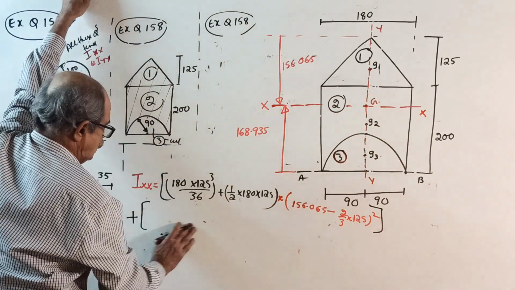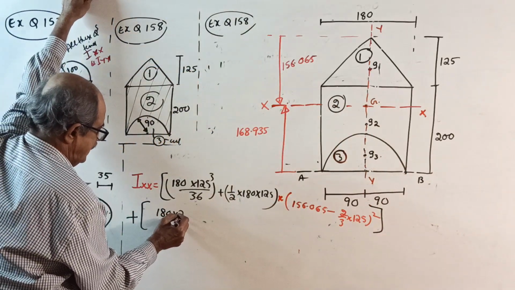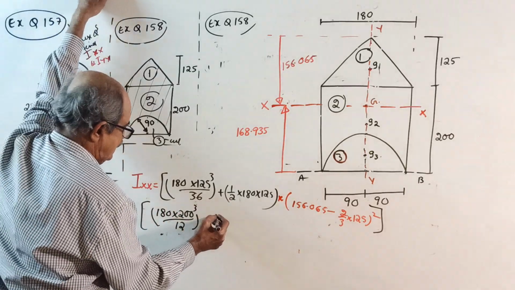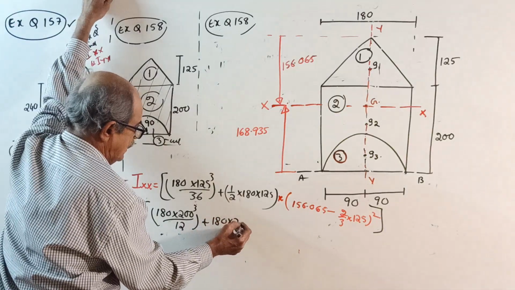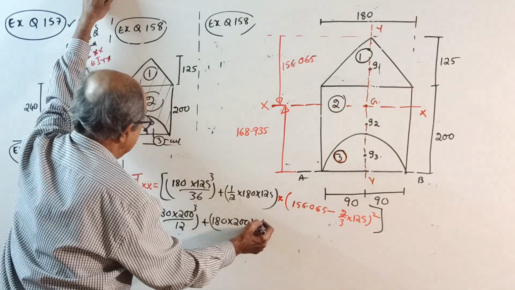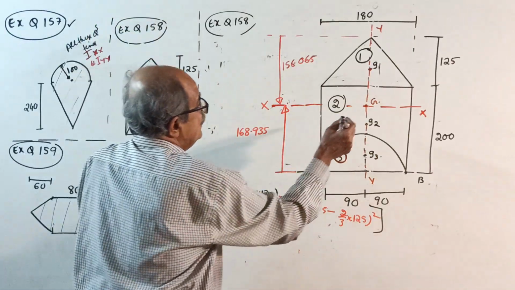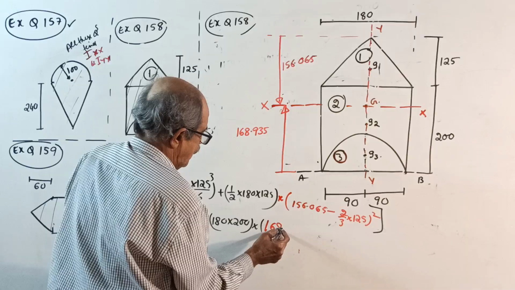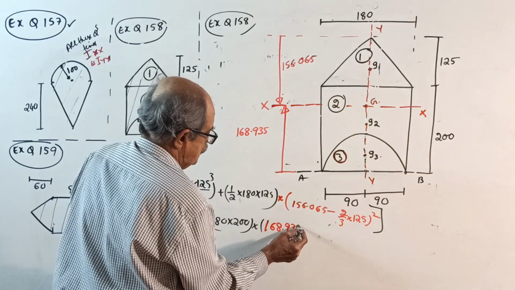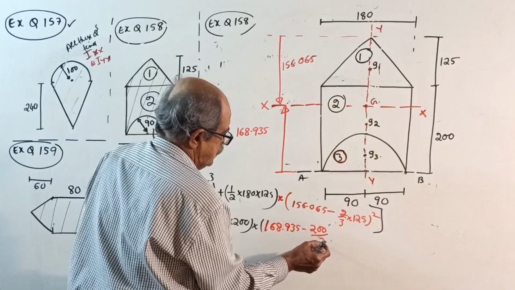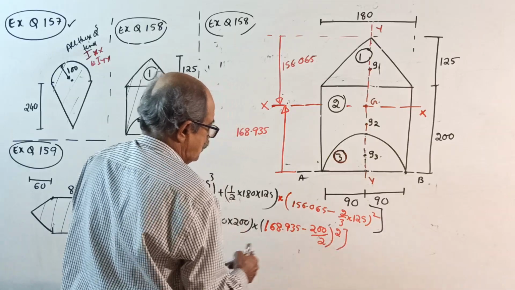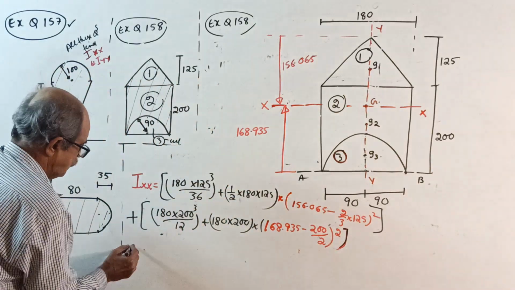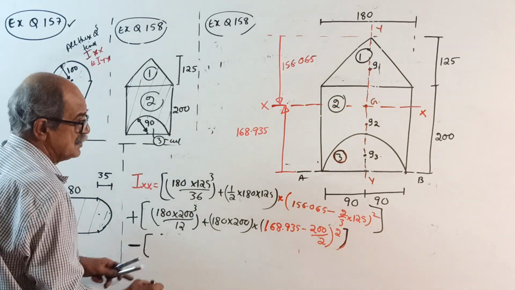180 into 200 cube by 12, plus 180 into 200. Not explaining anything, nothing will be explained now. Somebody will tell he is not explaining anything. Then let them see the question number first of all. Into centroid is here, this distance square, 168.935 minus 200 by 2 whole square is for 2. Then I_XX for 1, I_XX for 2, then minus, outside minus, or you can do separately also.